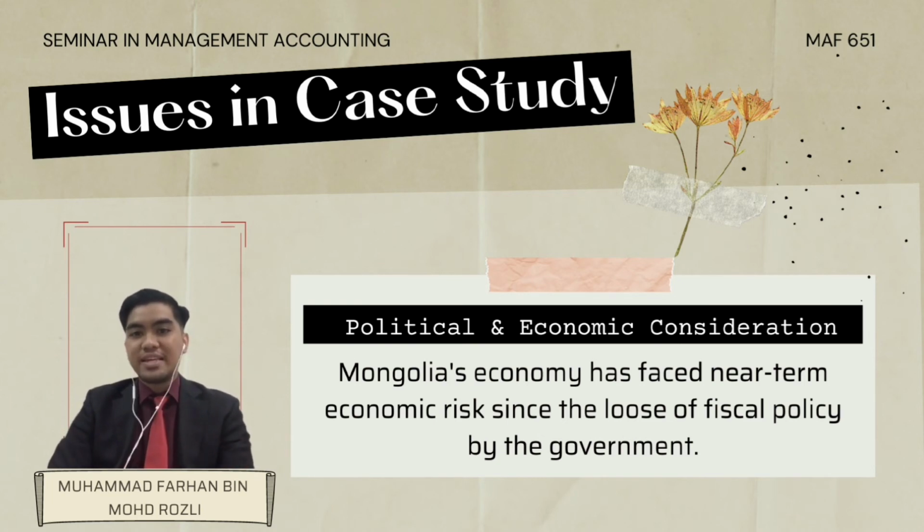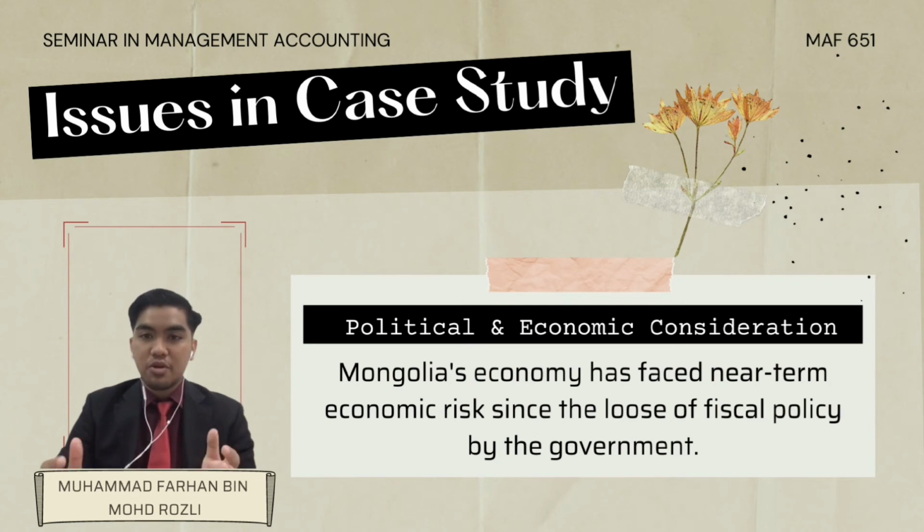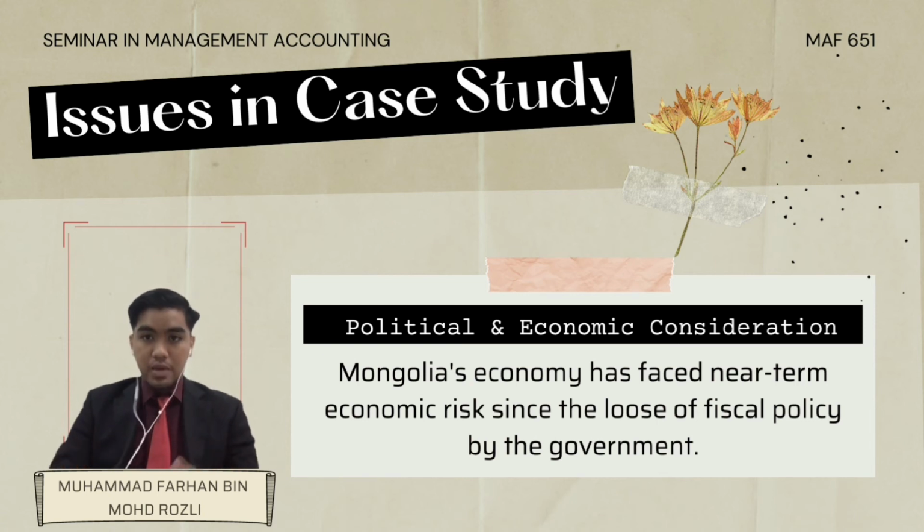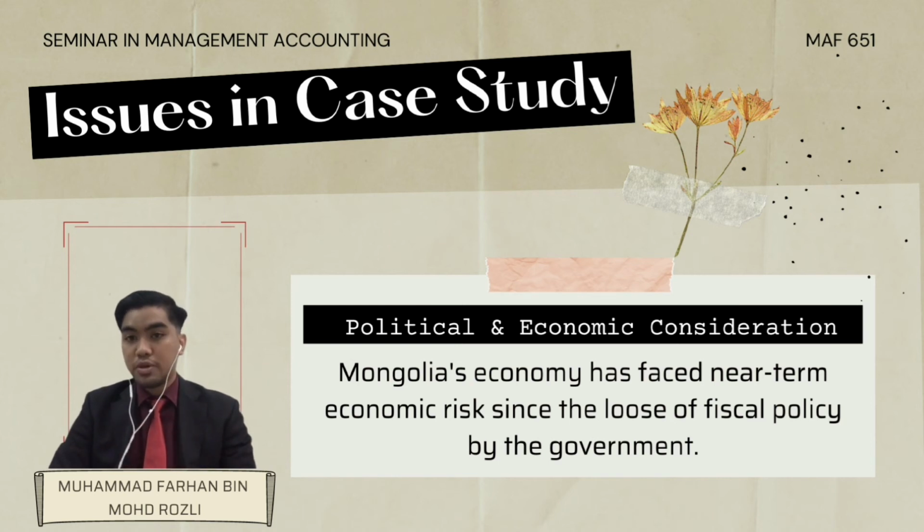Before we go deeply, let's discuss what fiscal policy is. Fiscal policy refers to the use of government spending and tax policies to influence the economic condition. In this case, Mongolia's government has faced high inflation and uncertainties in foreign demand for Mongolian export due to government loss of fiscal policy. This happened because China has a monopoly and receives more than 90% of Mongolia's export.